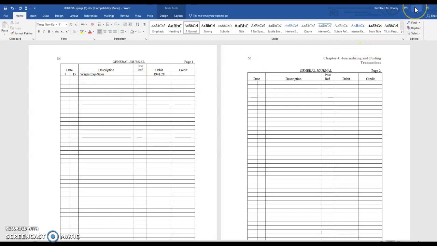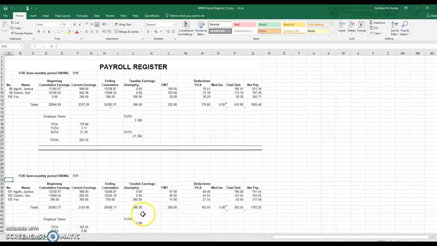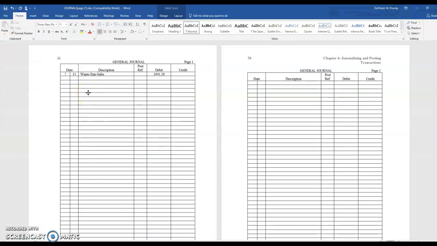Now we also have the wages for you, which you are the office wages, and so that's $396. So we're going to debit wages expense, dash, office for the $396.